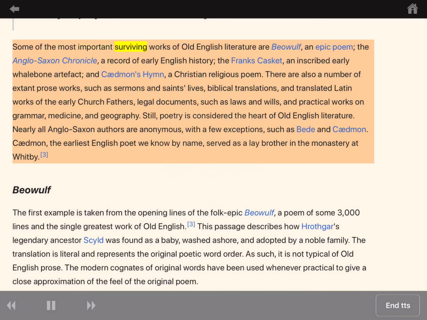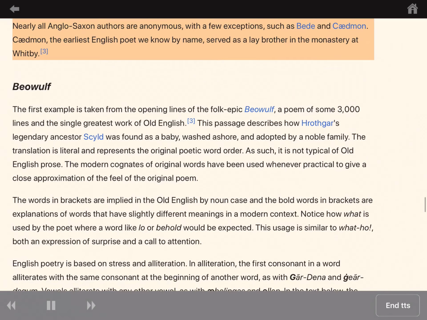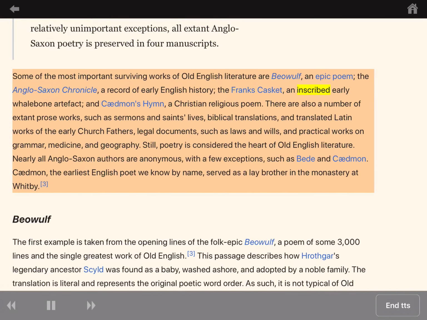Some of the most important surviving works of Old English literature are Beowulf, an epic poem, the Anglo-Saxon Chronicle, a record of early English history, the Franks Casket, an inscribed early whalebone artifact, and Caedmon's Hymn, a Christian religious poem. There are also a number of extant prose works, such as sermons and saints' lives, biblical translations, and translated Latin works of the early Church Fathers, legal documents, such as laws and wills, and practical works on grammar, medicine, and geography. Still, poetry is considered the heart of Old English literature.